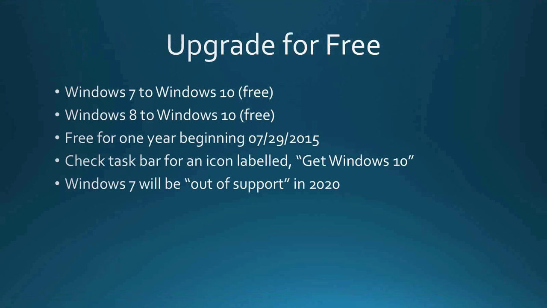Okay. So to finish up, the upgrade from Windows 7 to Windows 10 is free. Windows 8 to Windows 10 is also free, all the way through July of 2016. In the lower right-hand corner, you'll see an icon that's labeled Get Windows 10. There is a reservation process usually, and then once the reservation process has completed, you can download and install the upgrade. Windows 7 is planned to be out of support in the year 2020. And then I think that you kind of have no choice at that point but to go to Windows 10.